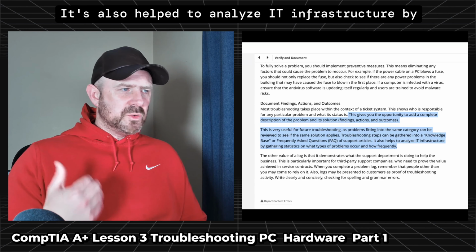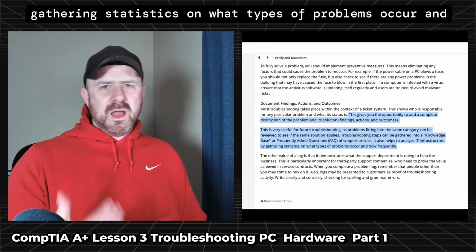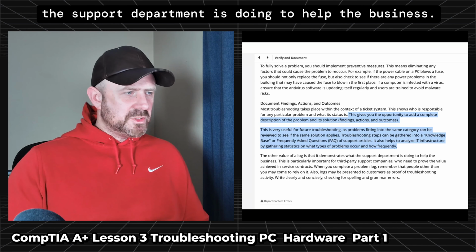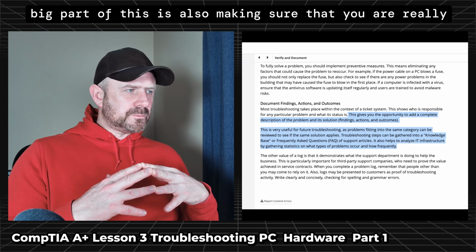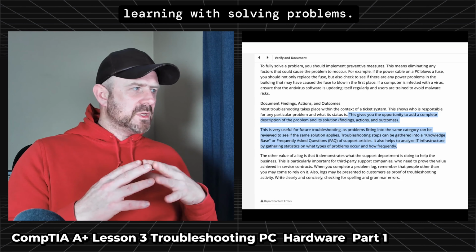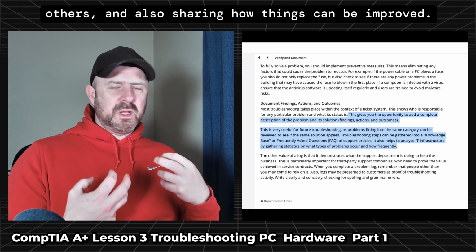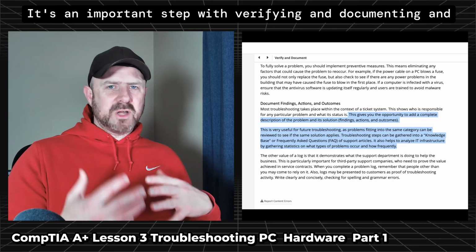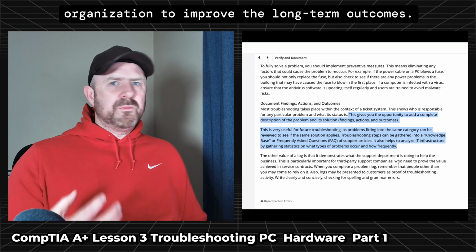It also helps to analyze IT infrastructure by gathering statistics on what types of problems occur and how frequently. The other part of the log is that it demonstrates what the support department is doing to help the business. A big part of this is also making sure that you are really learning what's solving problems, and also communicating who's solving issues, working with others, and also sharing how things can be improved. And that's an important step in any organization, an important step with verifying and documenting, understanding and sharing knowledge within your organization to improve the long-term outcomes.